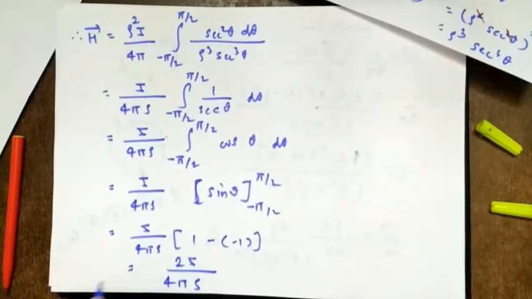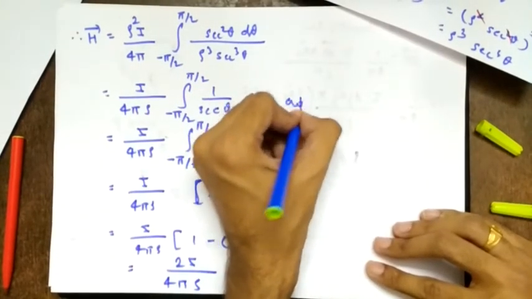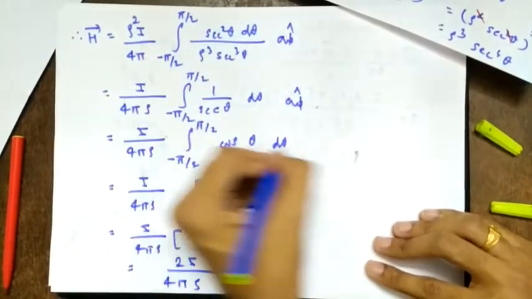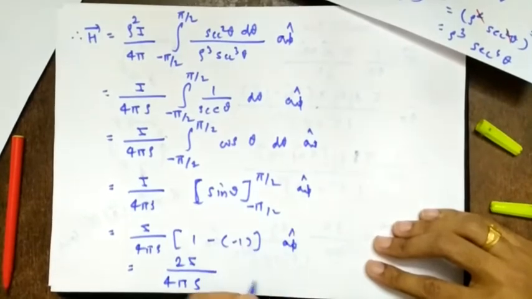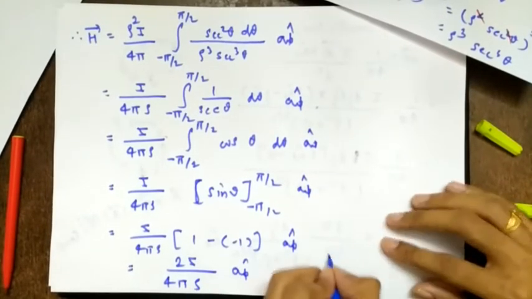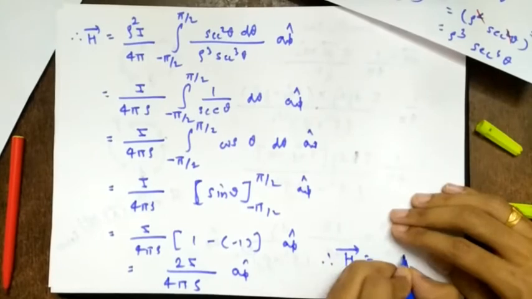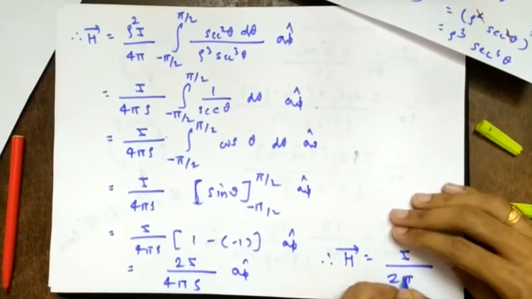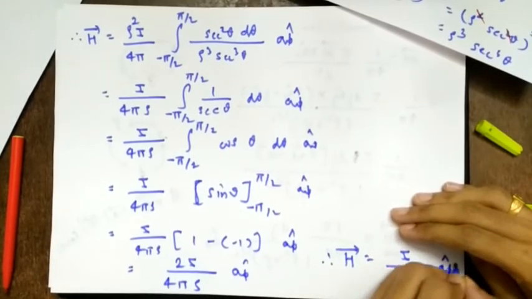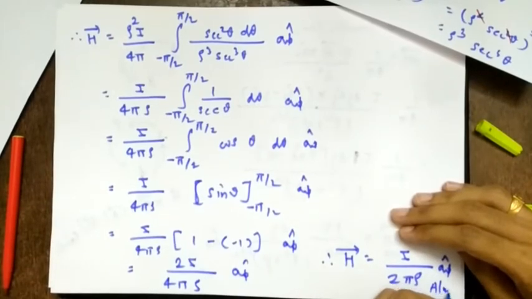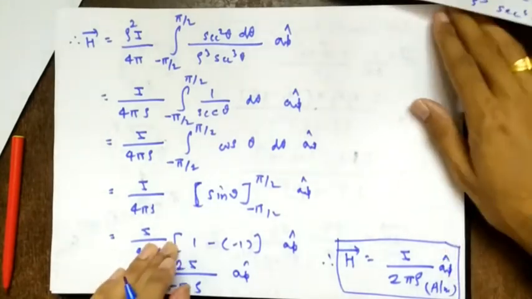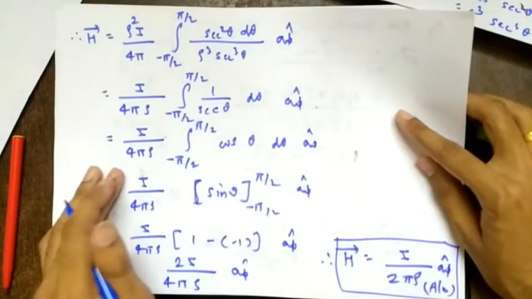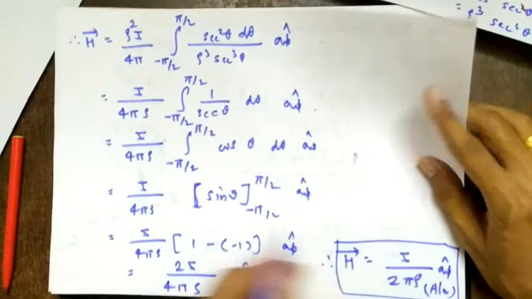And everywhere we have a phi cap. I forgot, so you have to write this. So what will be our final H vector? 2 twos are 4. So I upon 2 pi rho, a phi cap. What is the unit? Ampere per meter, after some space in brackets. So this is our required expression. What was the question? Derive the magnetic field intensity due to infinite current filament. So this is it.